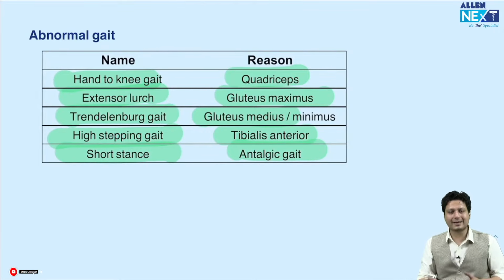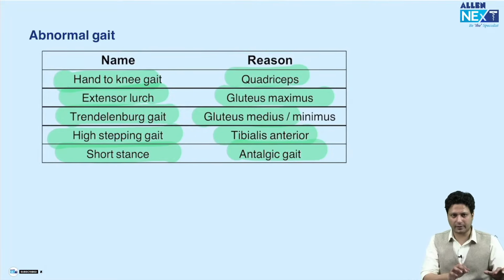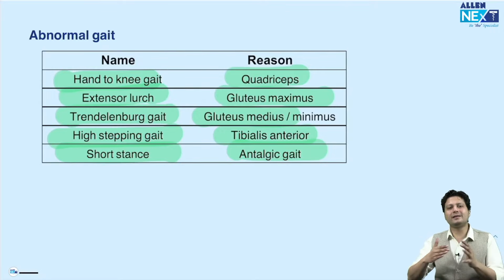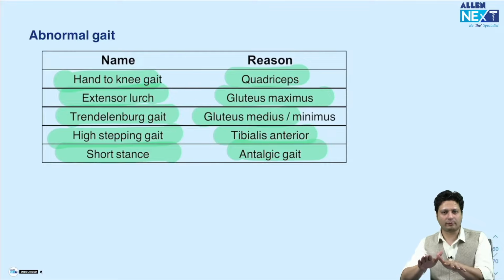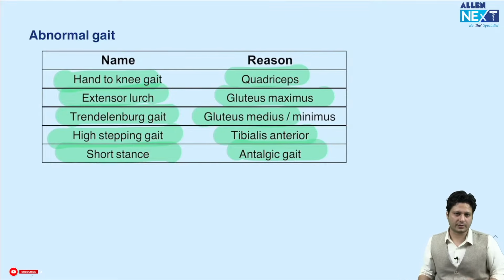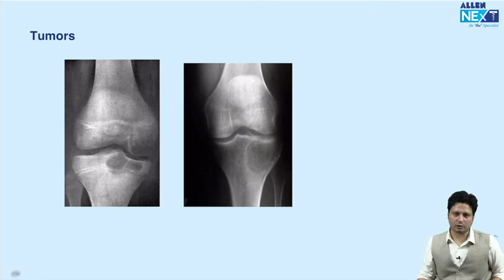And the short stance is obviously the antalgic gait. That means you decrease the duration of the stance, you decrease the duration of weight bearing on the affected limb, when there is any painful condition anywhere from the foot up to the level of the hip joint. So every time you bear weight on the affected limb, immediately you have to shift it to the normal. That is the short stance gait, which is considered the antalgic gait, or the painful limb. Next come the tumors.